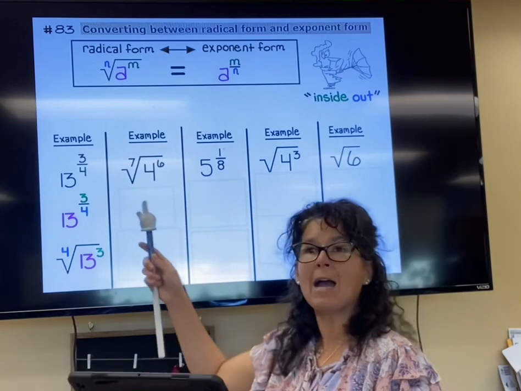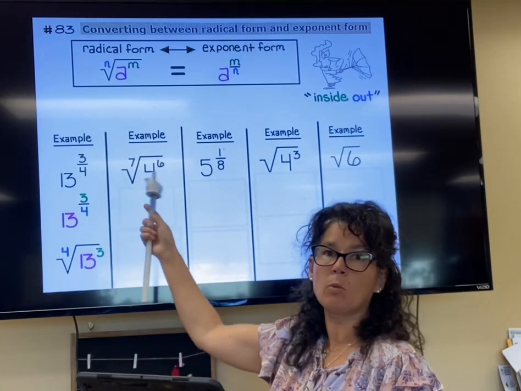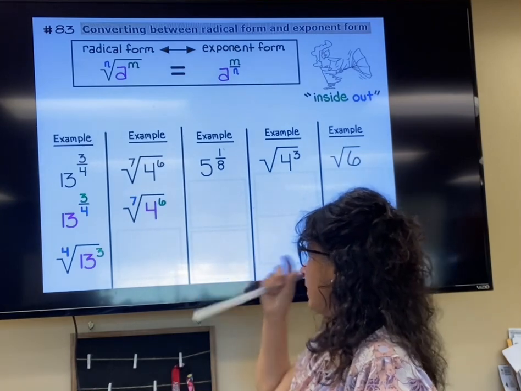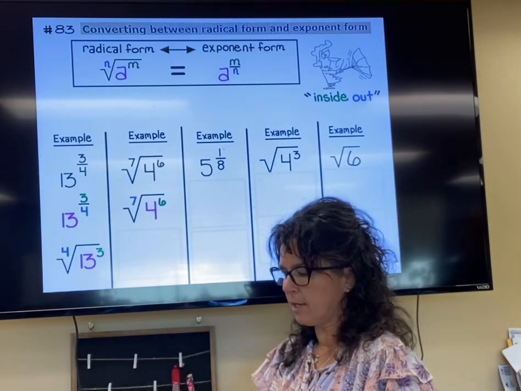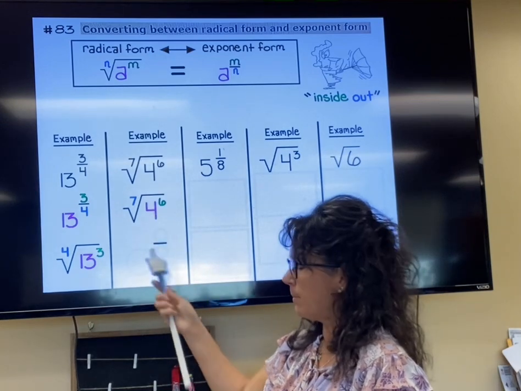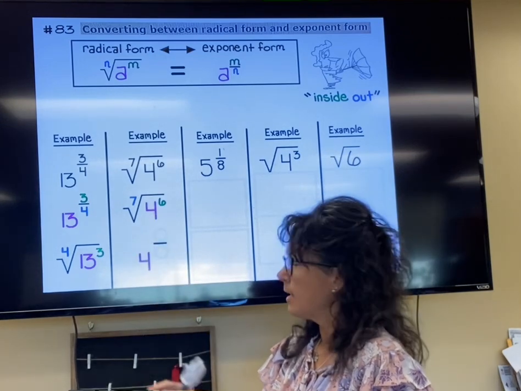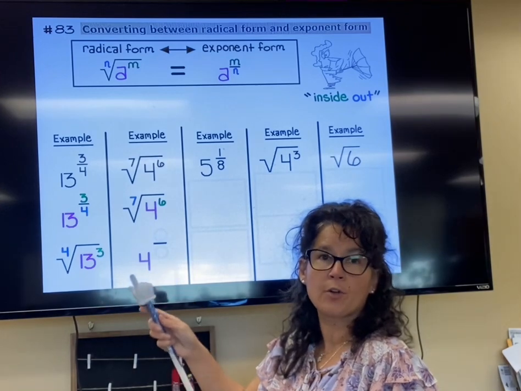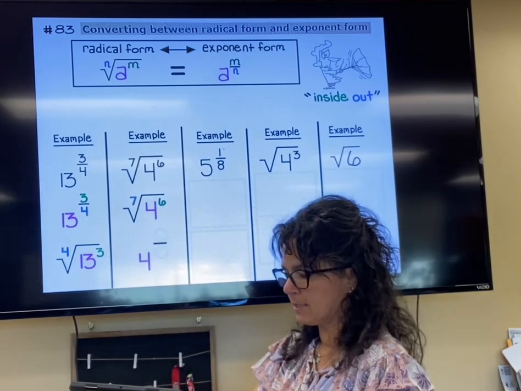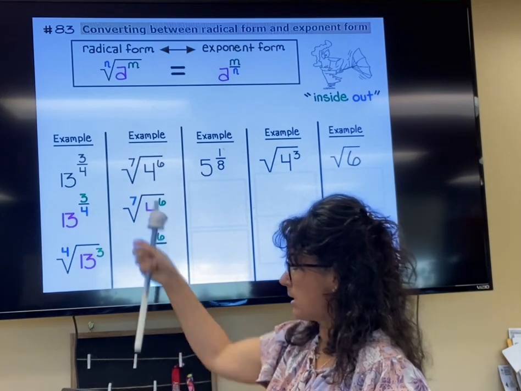Okay, now going backwards, we're in root form and we want to go to exponential form. So I'm just going to color code that. The root is gone. The 4 is the base number. And then inside over outside. So the 6 goes on the top, inside, outside.